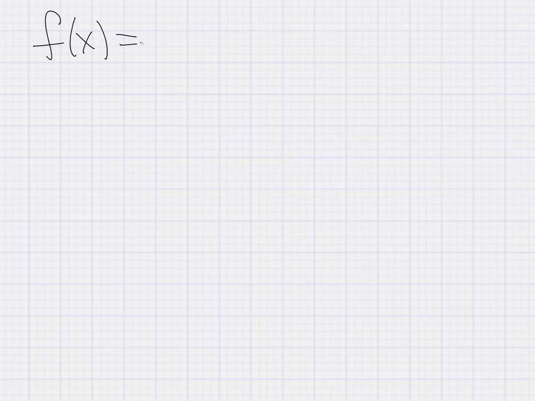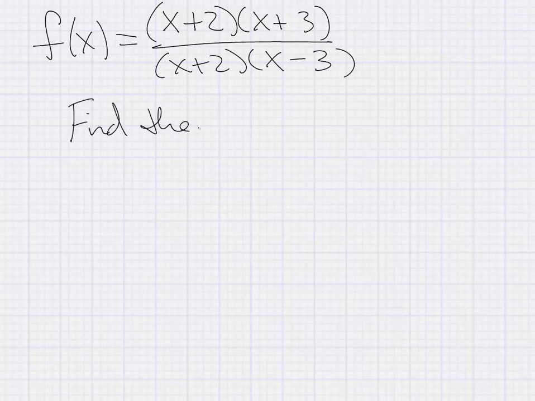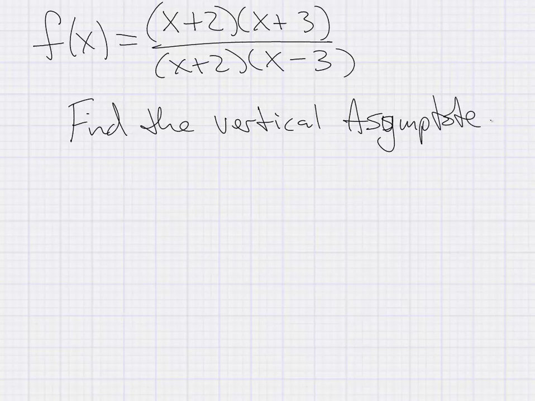f(x) equals (x+2)(x+3) over (x+2)(x-3), and I say, find the vertical asymptotes. A lot of people make a mistake here, and they'll just say, okay, whenever the denominator is 0, that's my vertical asymptotes. But remember, that was only a method of doing it if it was simplified.